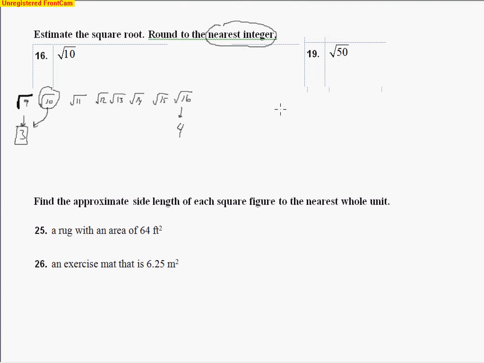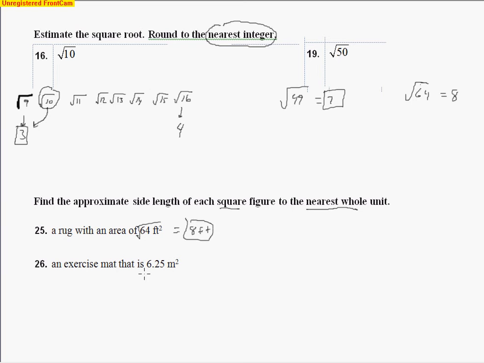Square root of 50, well, I look at the perfect squares that 50 is between, and those are 49 and 64. The square root of 49 is 7, the square root of 64 is 8, so I would go with 7. Here it says to find the approximate side length of each square, and we're going to round to the nearest whole unit. So we've got an area of 64, and since it's a square, we can take a square root. And so the square root of this is just going to be 8 feet.